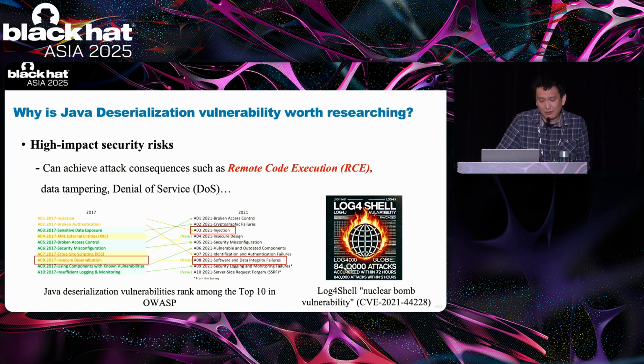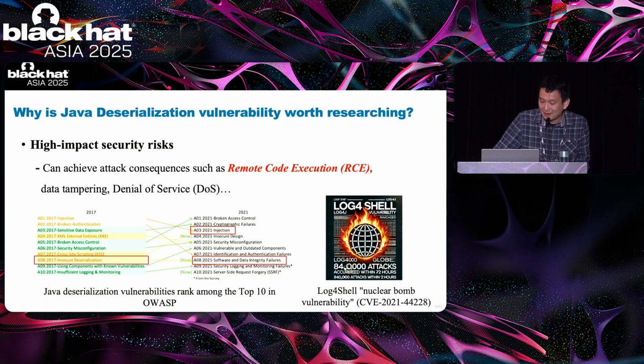It's a very high impact risk. In 2017, it was still called insecure deserialization by the OWASP Top 10, ranked number 7. Then in 2021, they changed the name. It's called software and data integrity failures. It's still among the top 10 of the OWASP. So it's a very high impact risk.